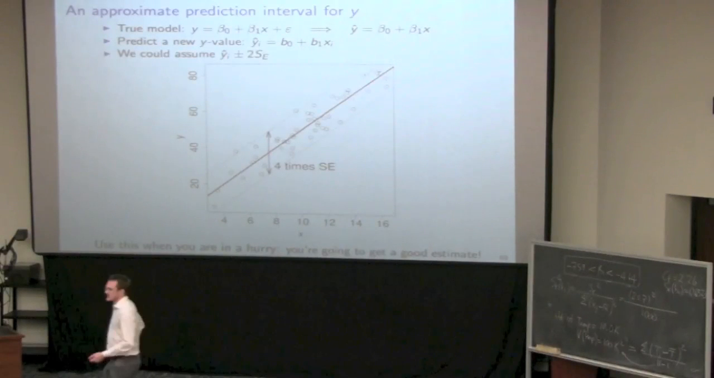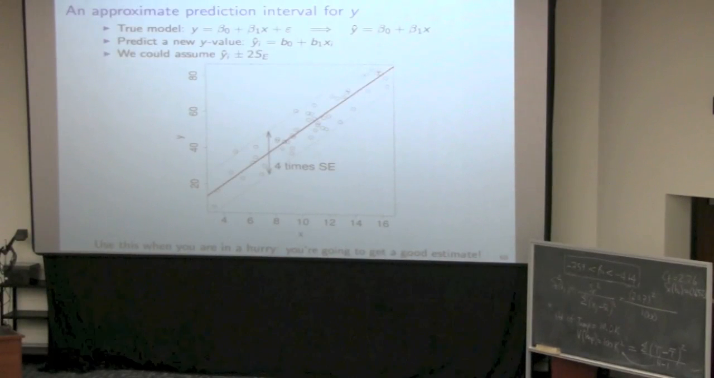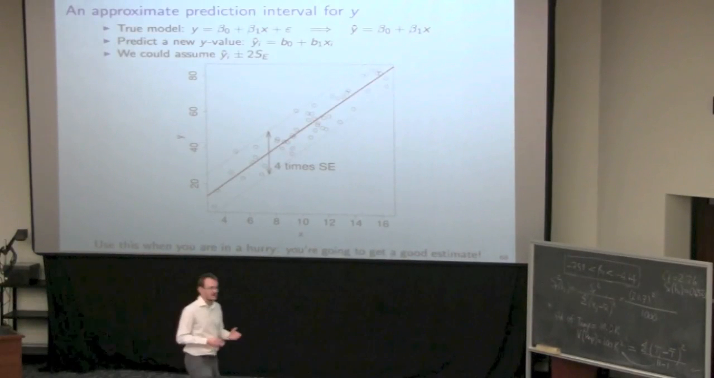Okay, so this next slide talks about and shows visually what I've been mentioning a few times prior to this class. When we make a prediction of y, we can use a range of 4 times the standard error. So in this particular model, I know what my standard error is. I can say if you go up by 2 standard errors, down by 2 standard errors, and those bounds will contain a prediction of y with 95% confidence. Where do those 4 standard errors come from?